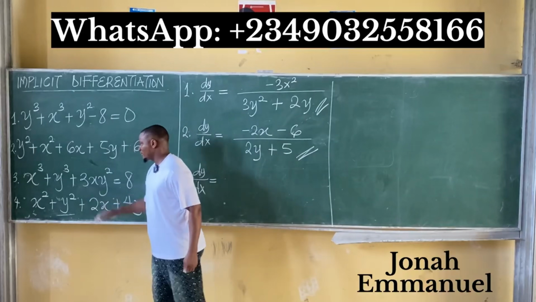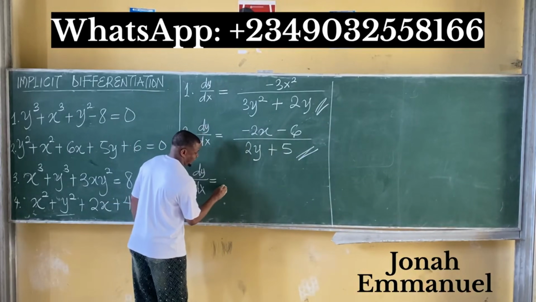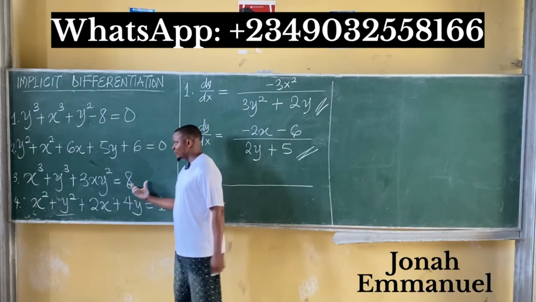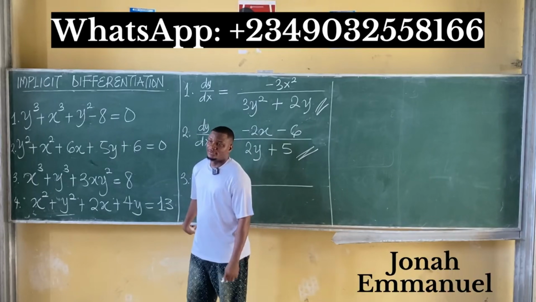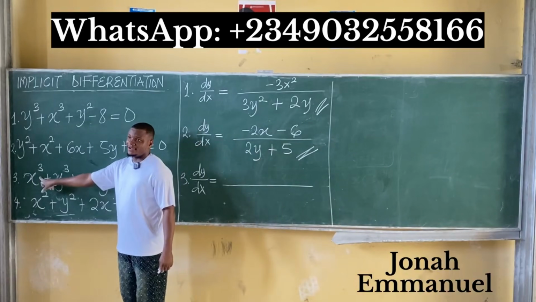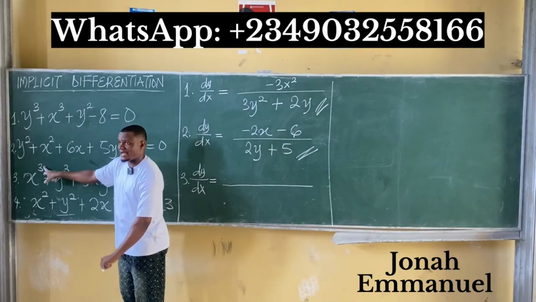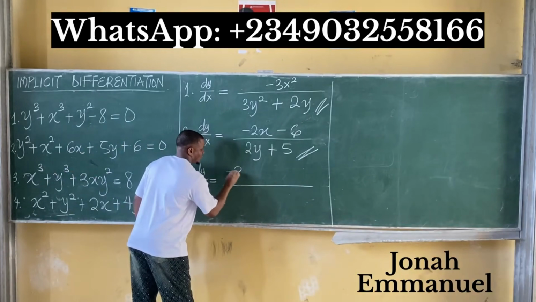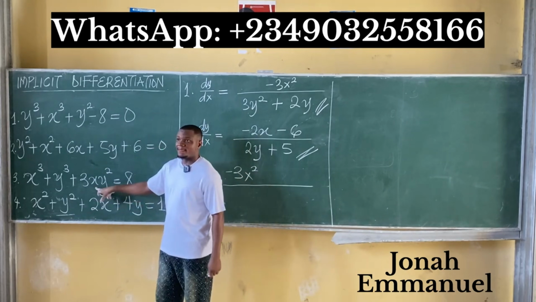For question number 3, again, we know very well that dy/dx is equal to a fraction. Okay, so what next? There is no x term here. So x is not in its natural position. So you come here. There's an x term here. Differentiate x cubed. What do you get there? 3x squared. The sign changes. So it becomes minus 3x squared.